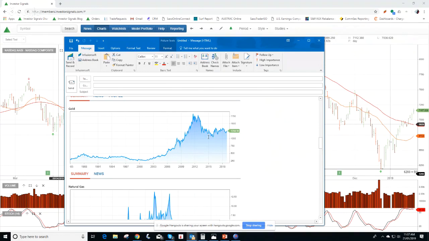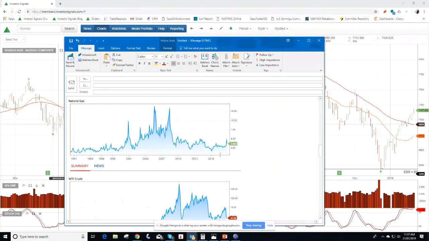And where we're sitting at the moment, sort of a consolidation between roughly 1,050 to 1,300 an ounce, and it hasn't really broken out of that. Natural gas, we had this spike here that was where a large hedge fund was squeezed. It was short natural gas. They had to cover those positions, and that caused that spike.